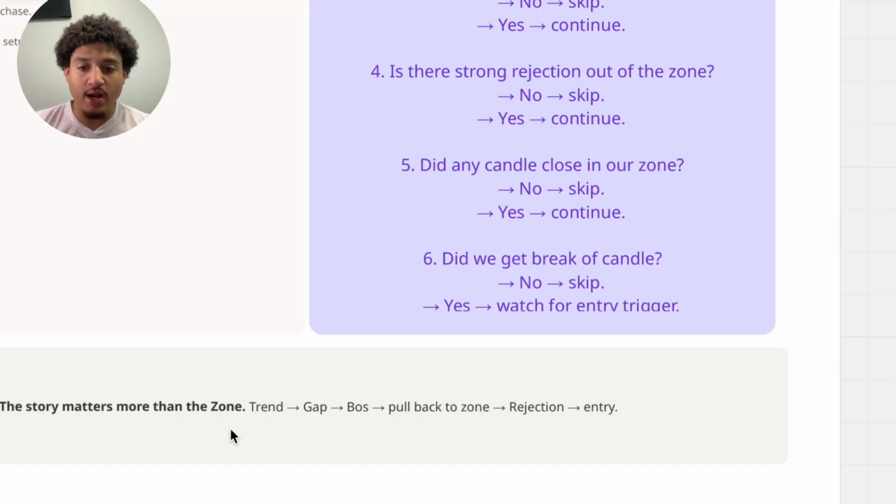We are waiting for the trend. Are we bullish or bearish? Once we figure that out, we wait for a gap to be created. The gap has to break structure. So once we get break of structure and a gap, that's check, check, check. We wait for price to pull back to our zone, reject out of our zone, and we enter off break of candle. It's that simple.